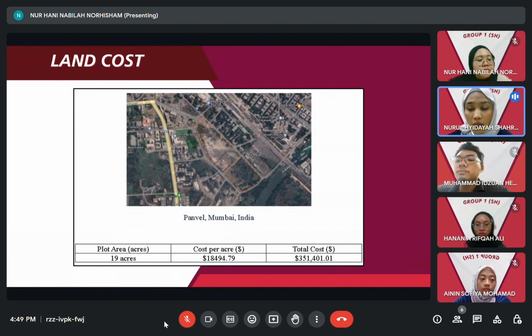Next, we go to the land cost. So, our plant location is at Panvel, Mumbai, India, where the area is about 19 acres, and it shows that the total cost for this area is about 351,401.